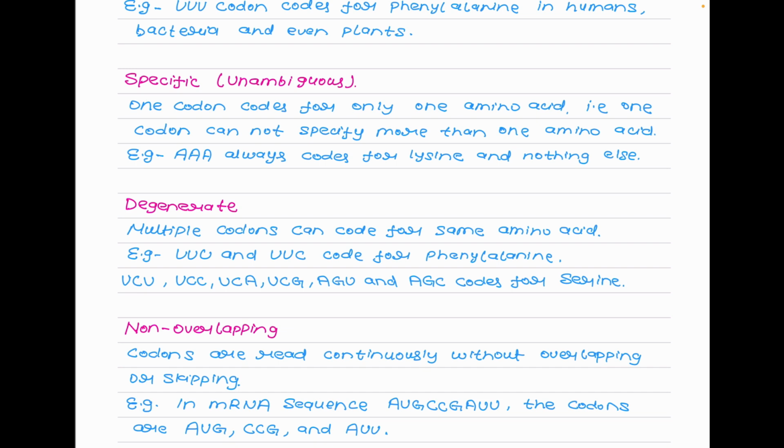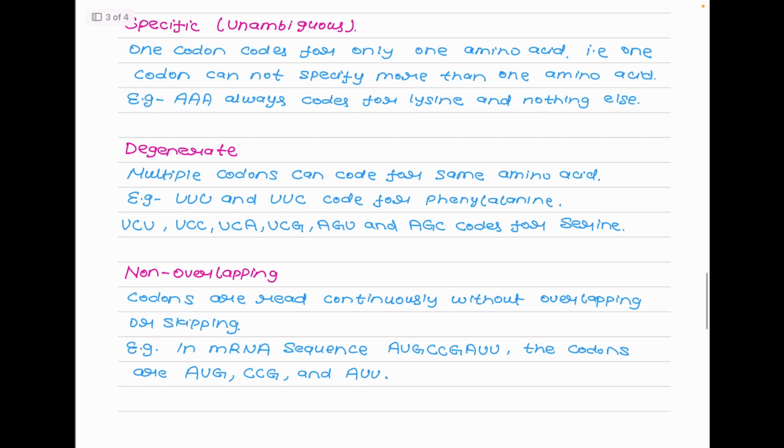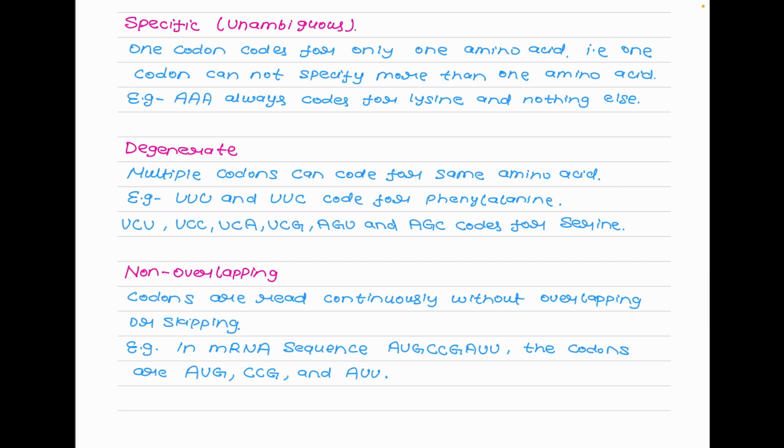Degeneracy: the genetic code is degenerate, meaning that multiple codons can code for the same amino acid. For example, the amino acid serine is encoded by 6 different codons, and these are UCU, UCC, UCA, UCG, AGU, and AGC. This redundancy provides a buffer against mutation.